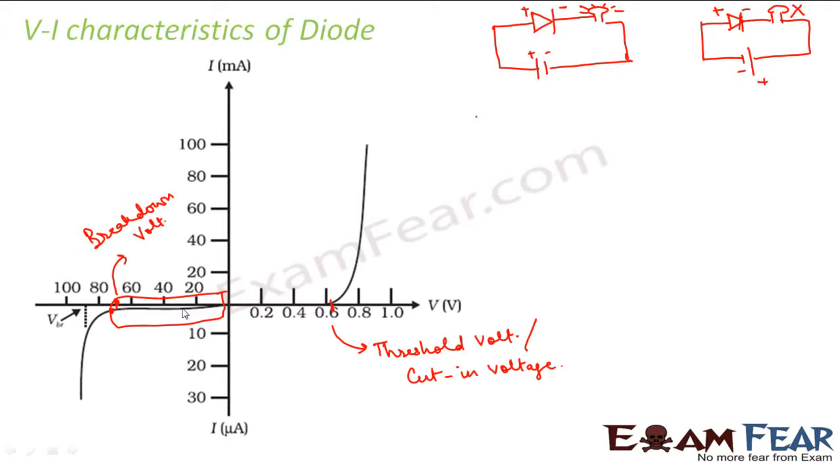Now, this threshold voltage is almost a constant value for every material. For example, for silicon it is around 0.6 volt. So this value remains the same. These data are all experimentally found.